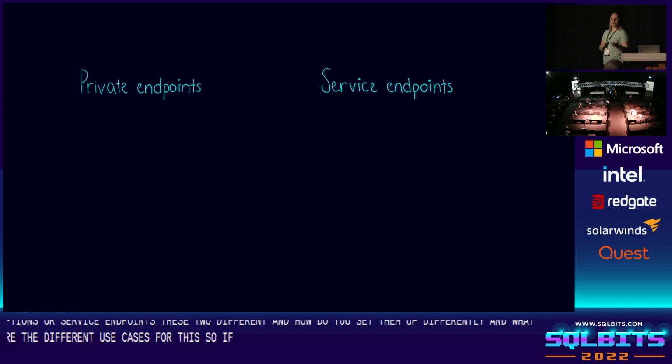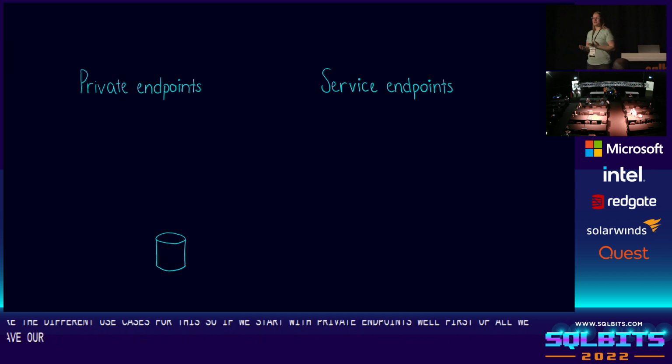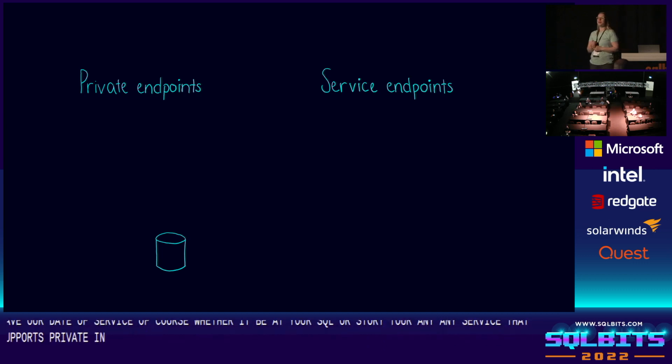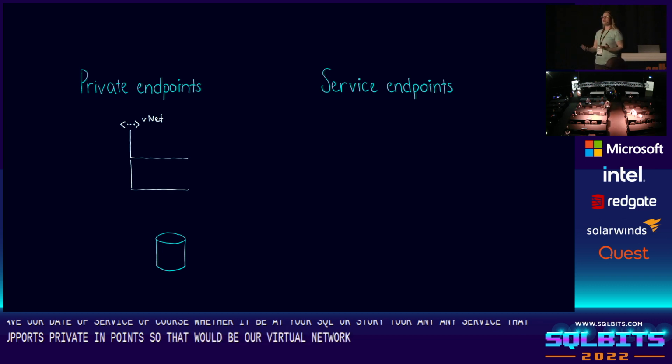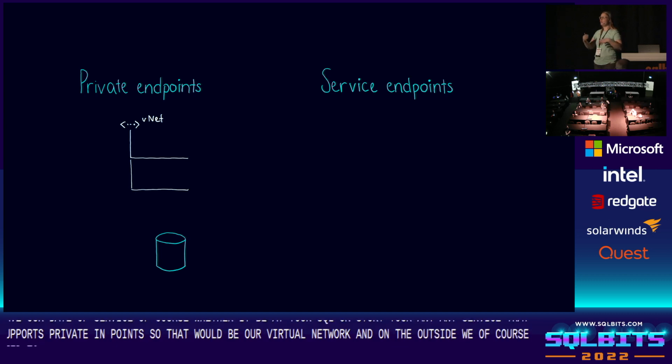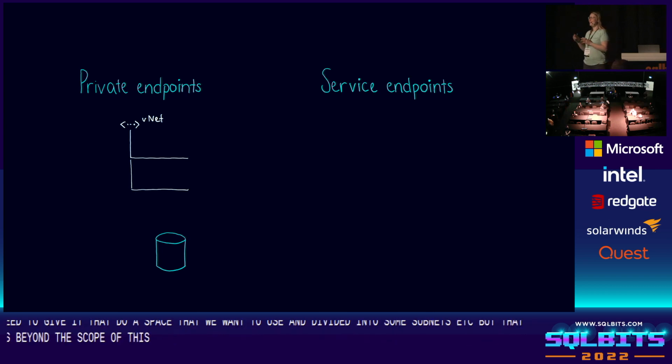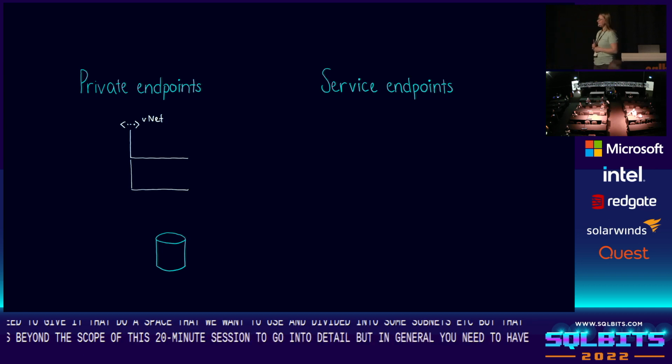So if we start with private endpoints, well, first of all, we have our data service, of course, whether it be Azure SQL or storage or any service that supports private endpoints. We then, of course, need our private network as well. So in Azure, that would be our virtual network. And on the virtual network side, we of course need to give it the address space that we want to use and divide it into some subnets, etc. But that is beyond the scope of this 20-minute session to go into detail. But in general, you need to have those in place.